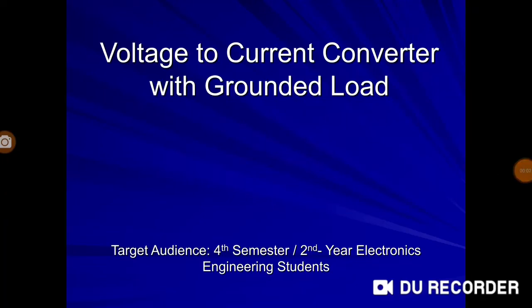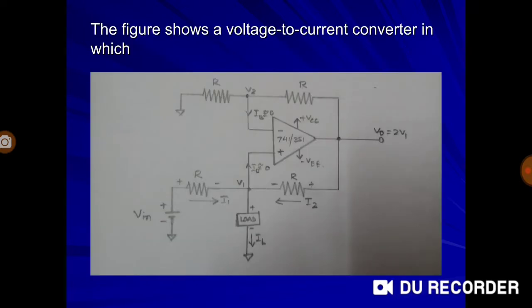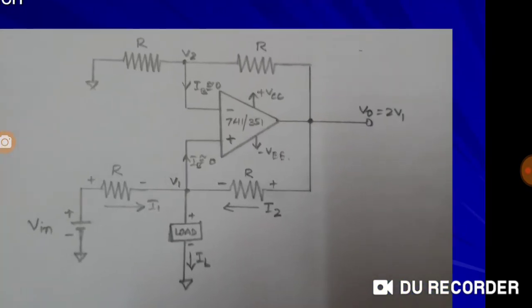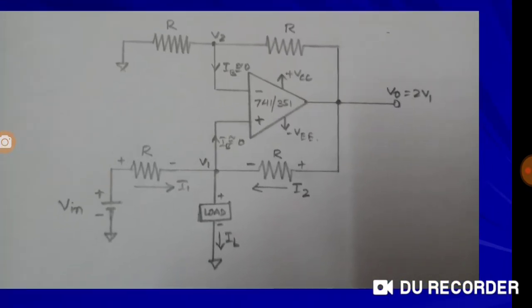Okay. In the next session, now we start with voltage to current converter with grounded load. Let's look at the circuit first. If you look at the circuit, Vin is applied to the non-inverting terminal through resistor R1, and the output is connected to the non-inverting terminal via resistance R over here, and the current across this R is I1 and here it is I2.